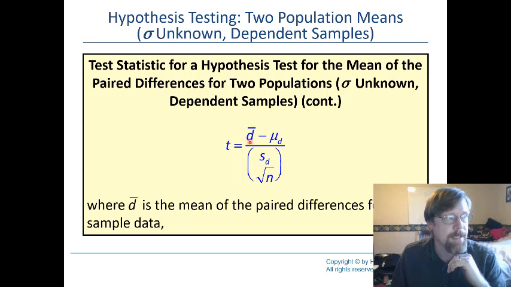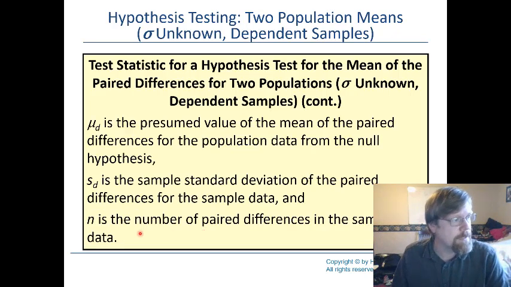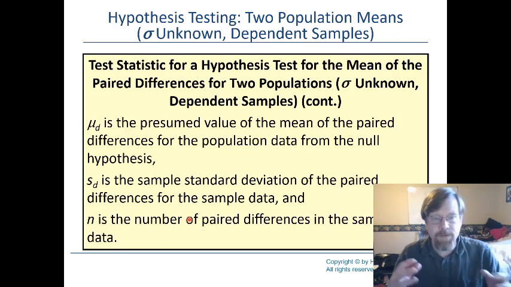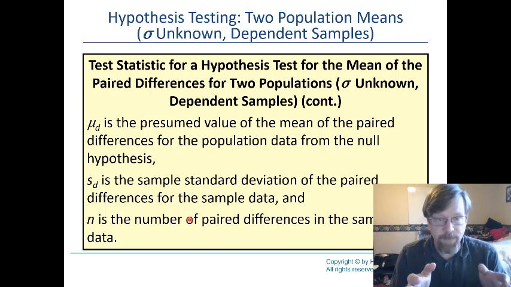So we're going to take the mean difference of our paired samples. It's the mean of the paired differences for the sample data. We've got our presumed population mean difference, the standard deviation of those differences from our sample, and our number of pairs. So this is not the individual number of samples, it's the number of pairs we have.